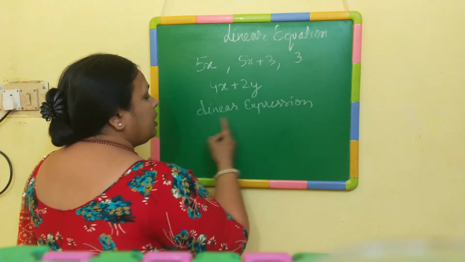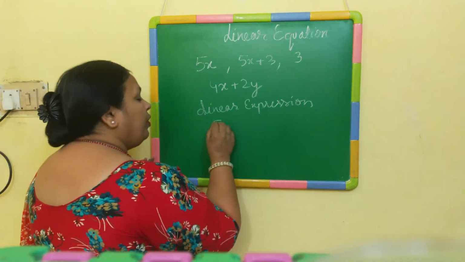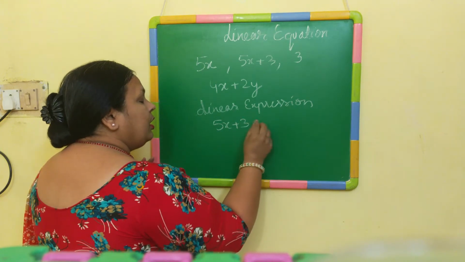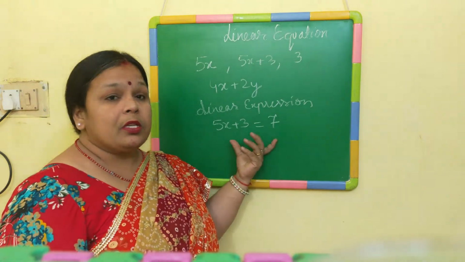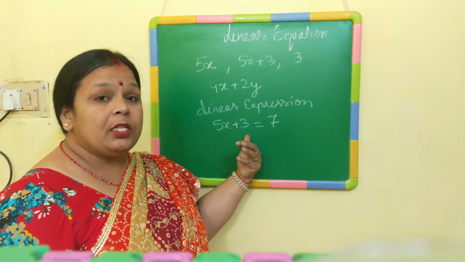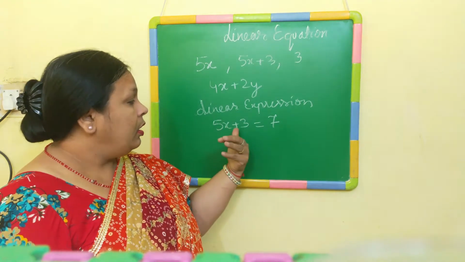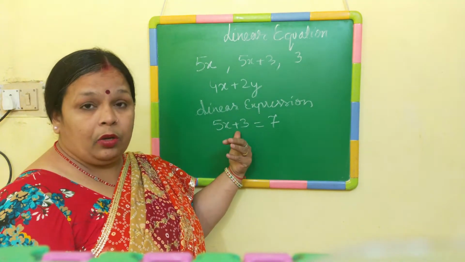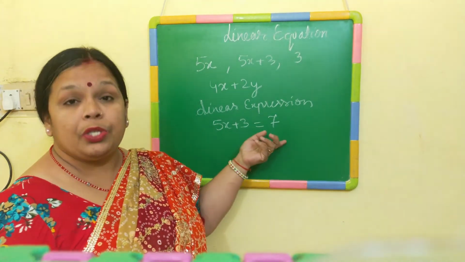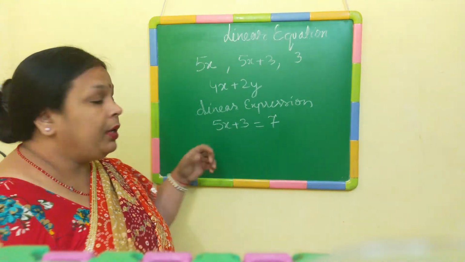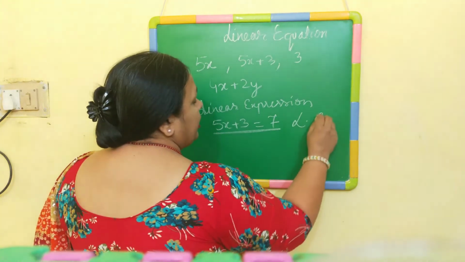Now, when does this linear expression become an equation? It becomes an equation when 5x plus 3 is equal to 7. In such a statement, 5x plus 3 is an algebraic expression including the variable, numerical coefficients, and of course the sign, plus. But this value is equated to 7. Now when this is equated, we call such an expression a linear equation.